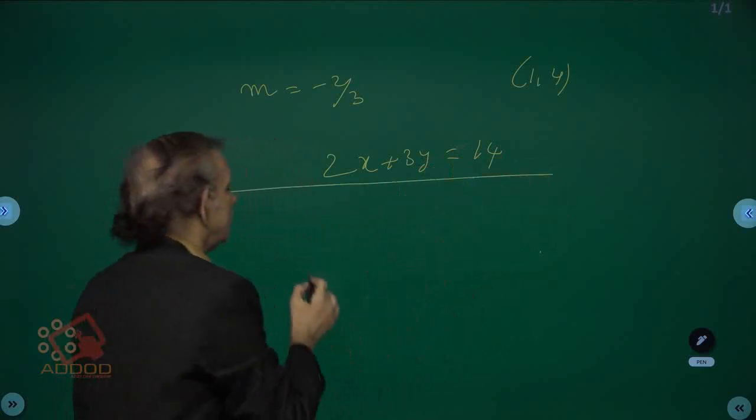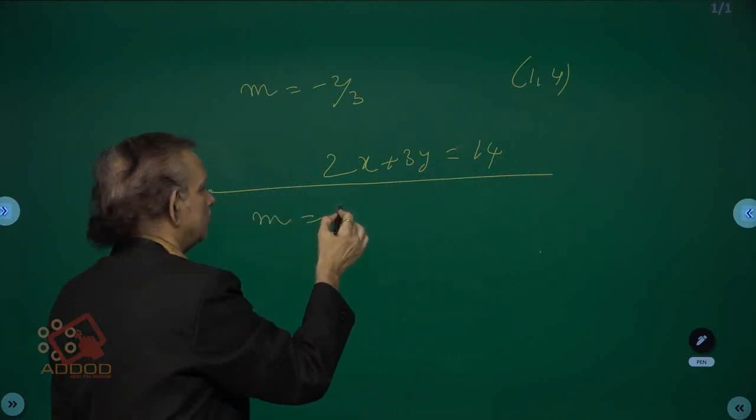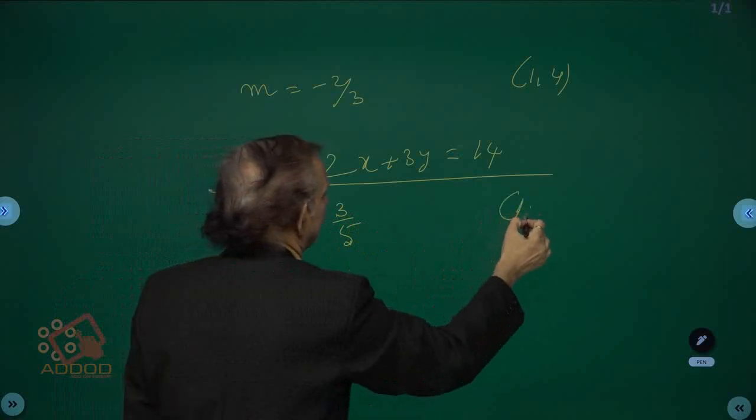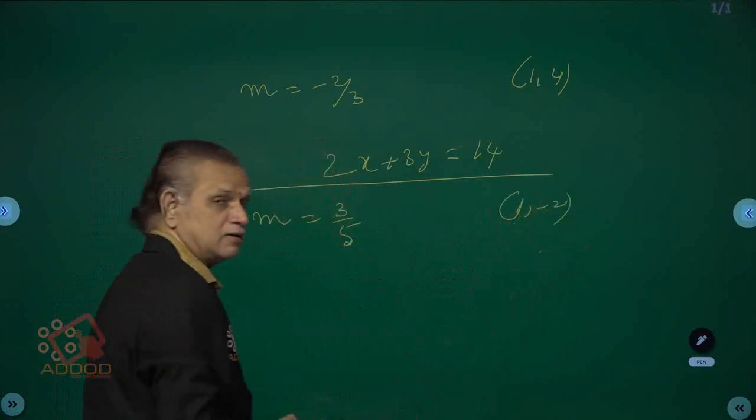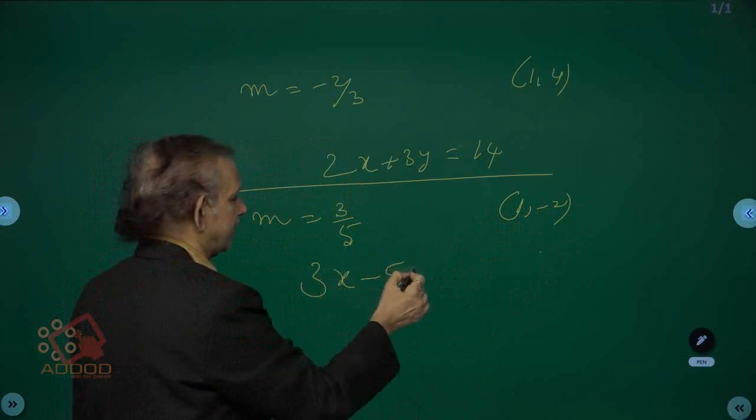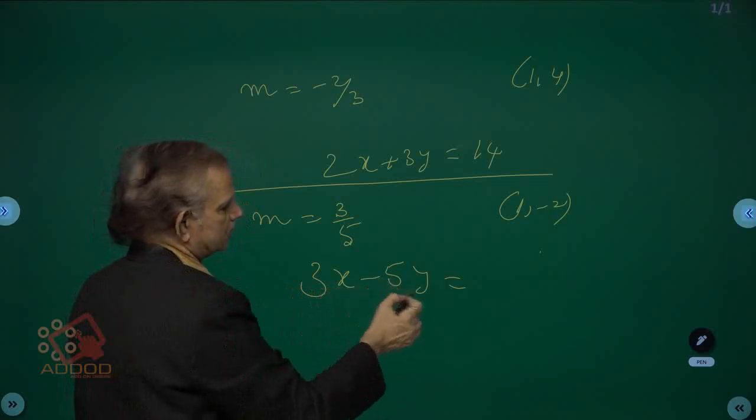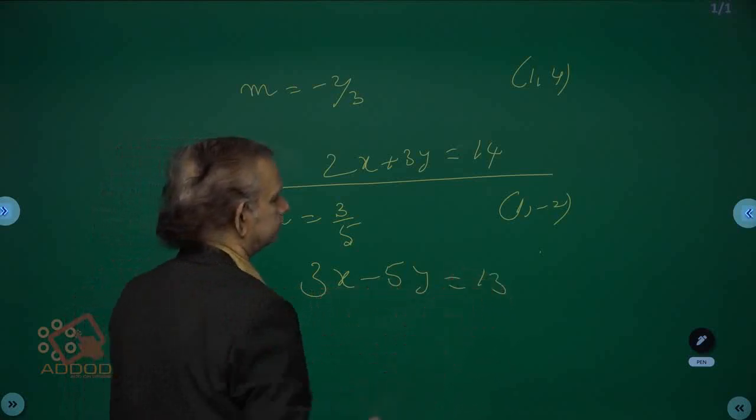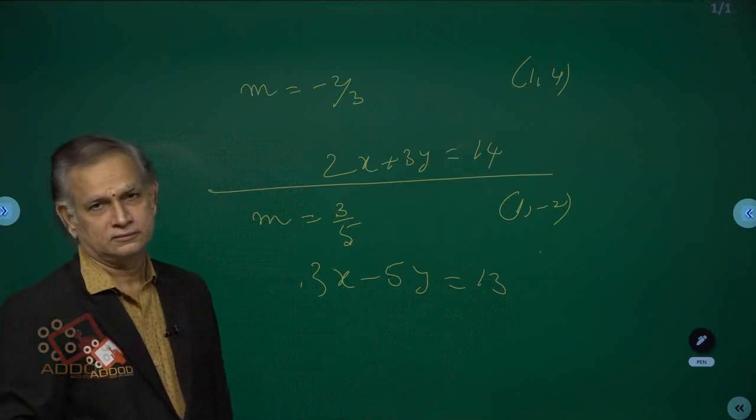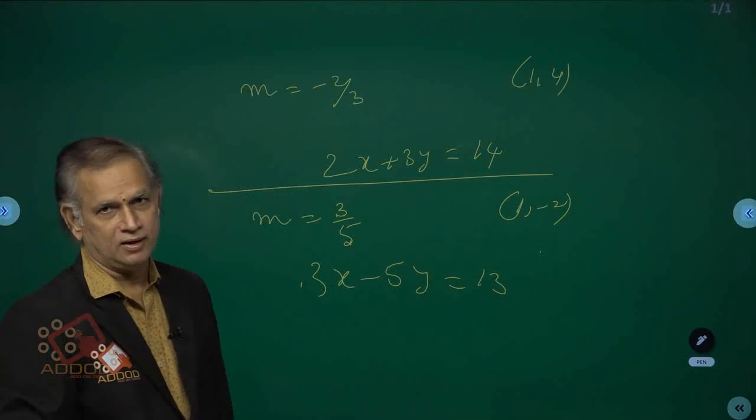Just like that. What is the equation of the line with slope m is equal to 3 by 5 and passing through the point 1 comma minus 2? Come on, slope is 3 by 5, so you can start with 3x minus 5y is equal to, substitute the point, 3 ones are 3 plus 10, 13. Like this. This is what we say about the slope point formula.